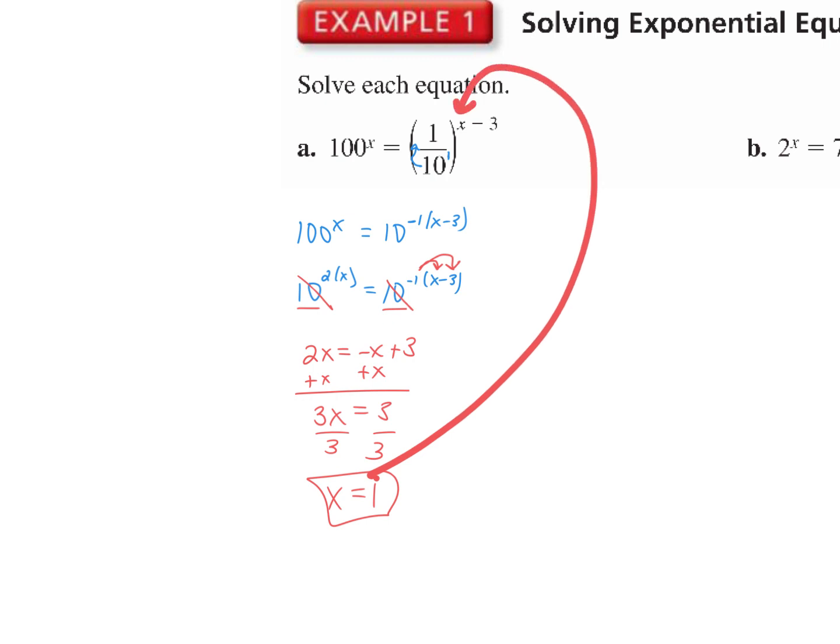You guys could do that in your calculator. You could hit parenthesis 1 divided by 10, close your parenthesis, and then raise it to the 1 minus 3 power. Sorry, not 1 minus 2, it's 1 minus 3. What do you guys get?